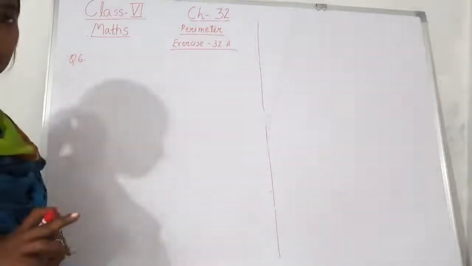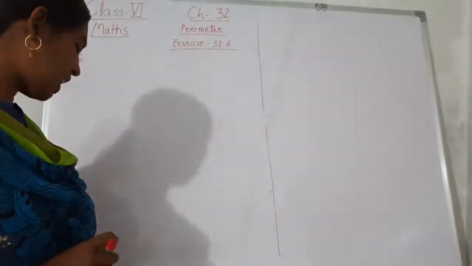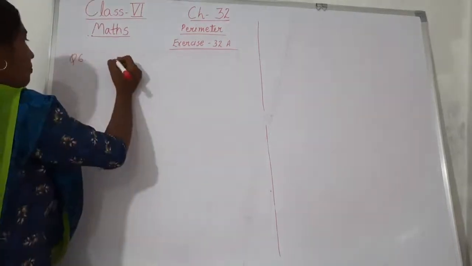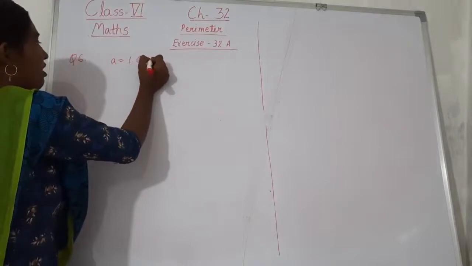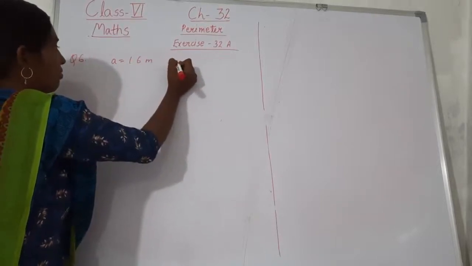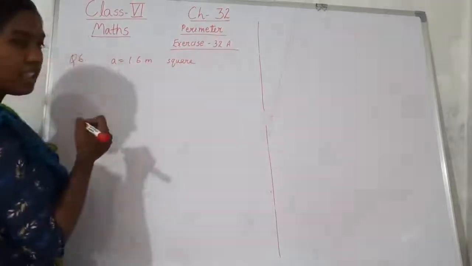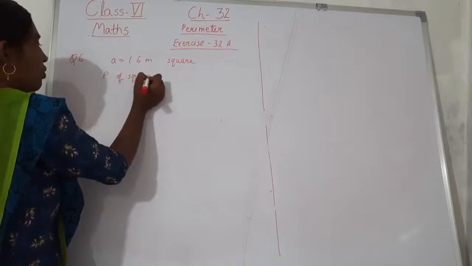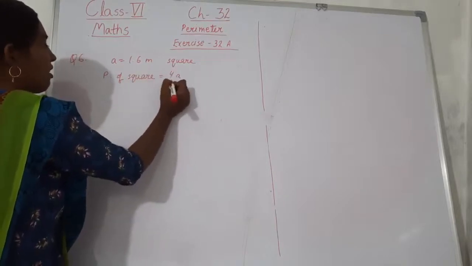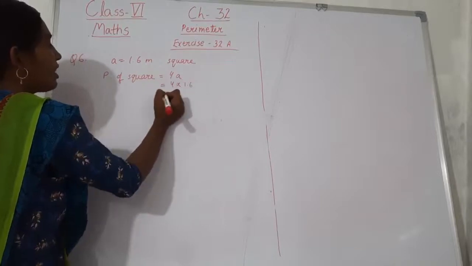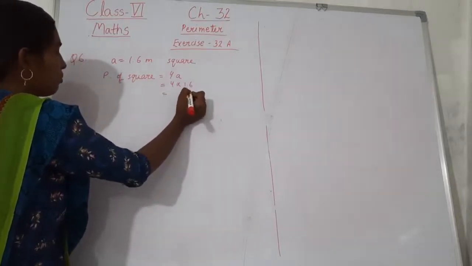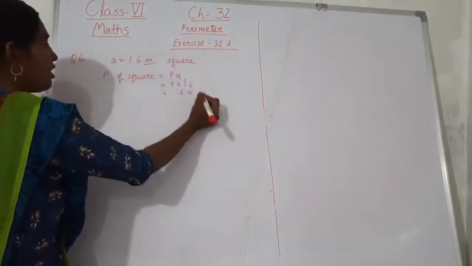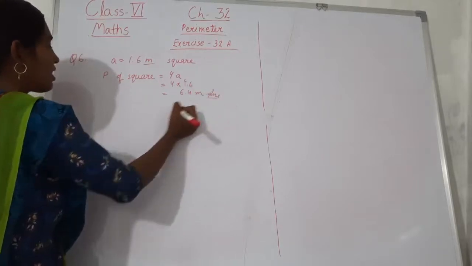Now we will solve question number 6. See what it is saying in question number 6. Find the perimeter of a square whose each side is 1.6 meter. Square means all sides are equal, and we have already seen that the perimeter of a square formula is 4a. Simply apply 4 into 1.6. 4 6s are 24, so 6.4, and it is in meter, so this will also be in meter. Simple, this is the answer.